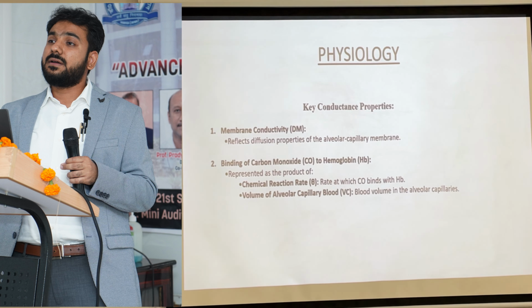Now it can be represented as a product of theta and Vc. What is theta? It is the rate at which carbon monoxide is binding with hemoglobin, and Vc is the blood volume that is reaching the alveolar capillaries. So these are the two factors through which we can summarize this concept of DLCO, and since they are working in parallel, it can be written as 1 upon DLCO is equal to 1 upon dm plus 1 upon theta Vc.